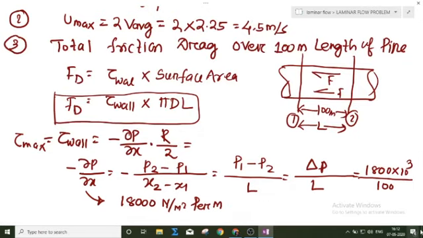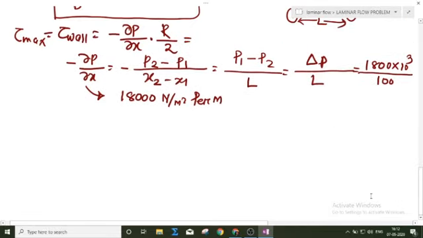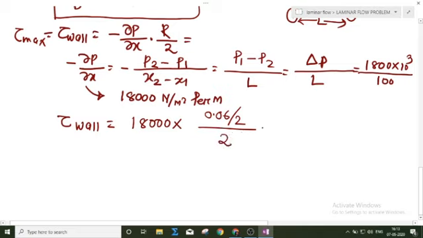Now can you find out the wall shear stress? So now this wall shear stress we can find out. This wall shear stress will be equal to minus del p by del x, which is 18,000, into r by 2. R is how much given to you? Diameter is given 0.06, divided by 2. So how much is it coming? This is coming 270 Newton per meter square.